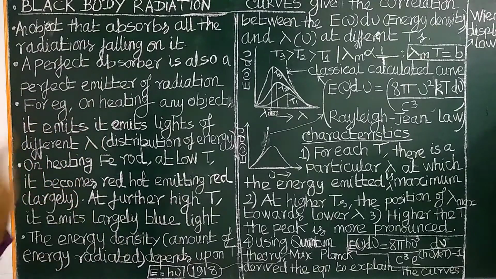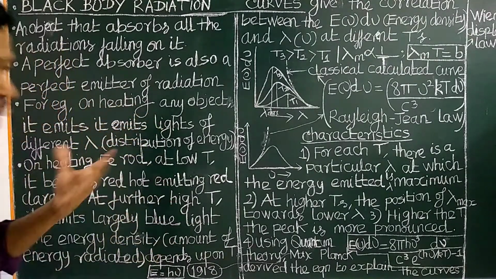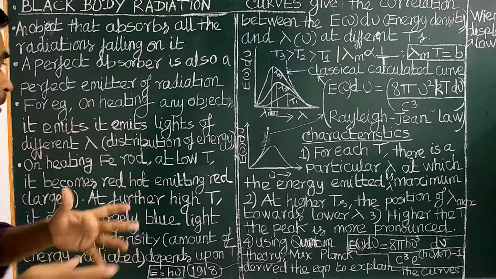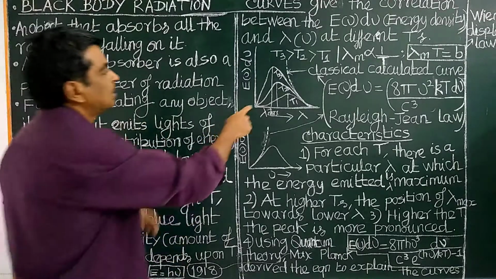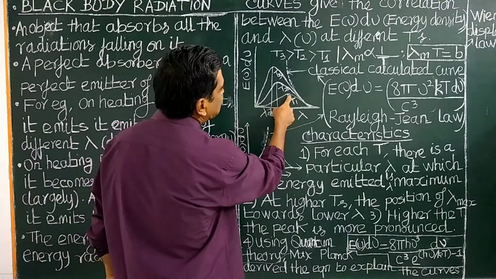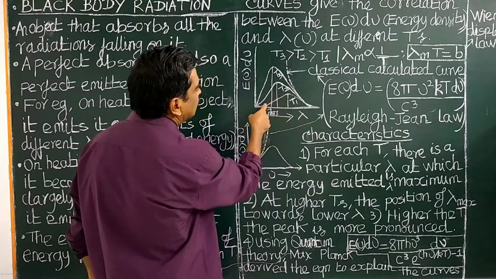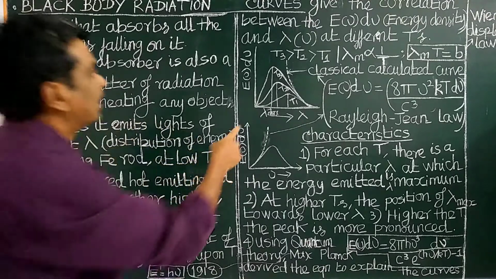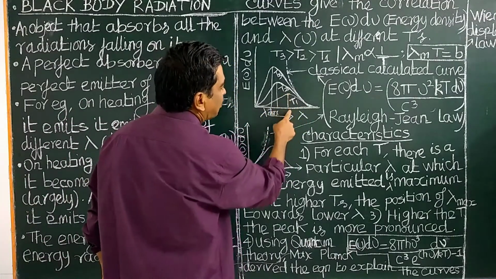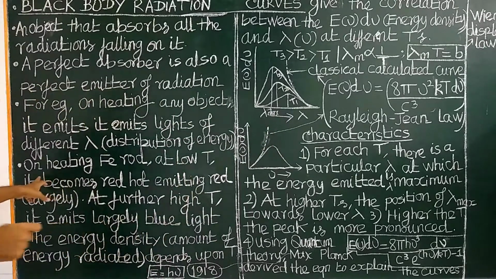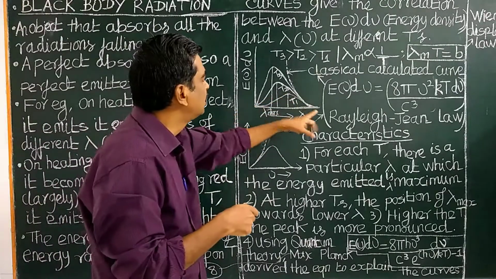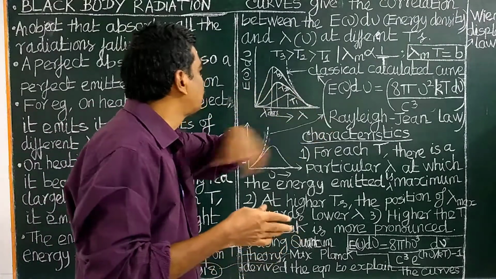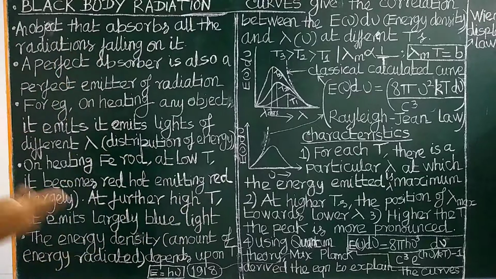For example, on heating any object, it emits light not of a single wavelength, it emits light of different wavelengths. For example, an object is heated at temperature T1, and this curve is obtained. The black body emits all the wavelengths, but there is a lambda max. Similar to the distribution of molecular velocity, there is a distribution of energies radiated.